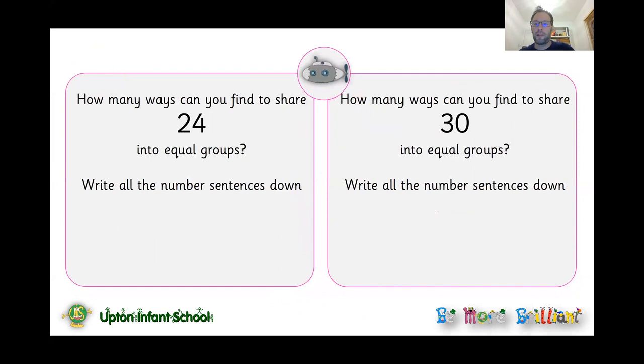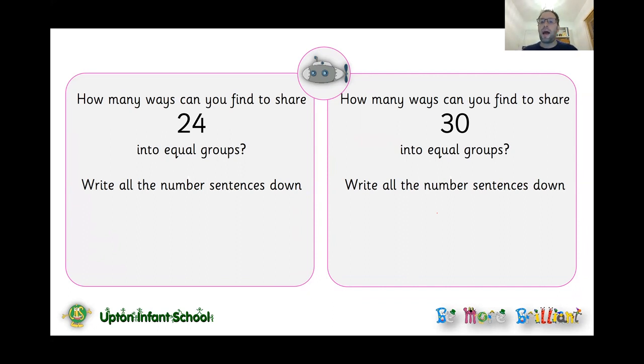And on to our final challenge, which hopefully some of you will want to do this one as well. And there's 2 parts to this. The first one, how many different ways can you find to share 24 into equal groups? So you need to count out 24 objects and then see how many different ways you can group them. And for each time you group them, write out your division number sentence. I think you should be able to find about, maybe 4 or 5 or 6 different ways of doing it.